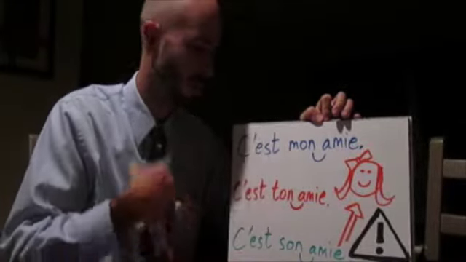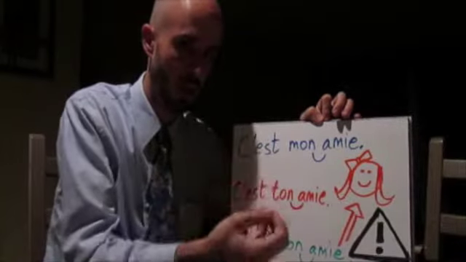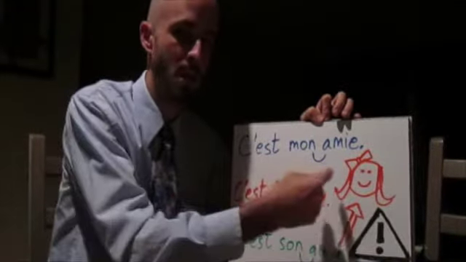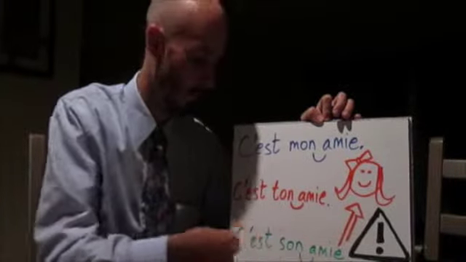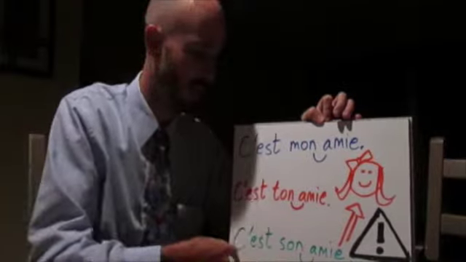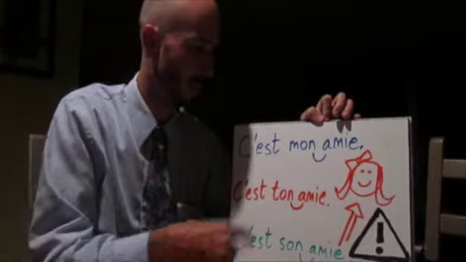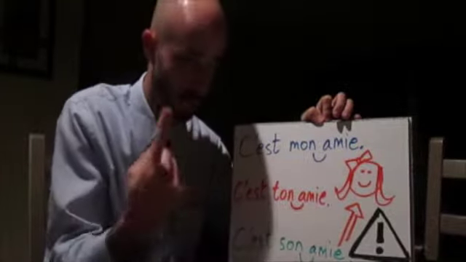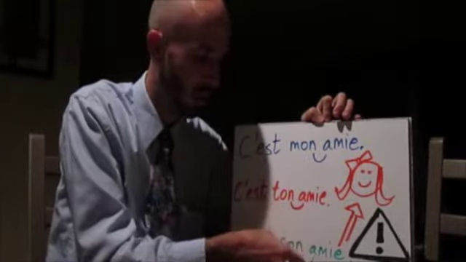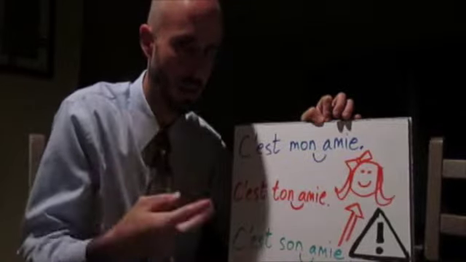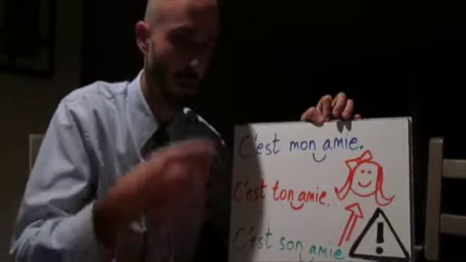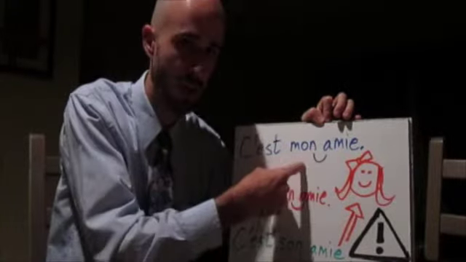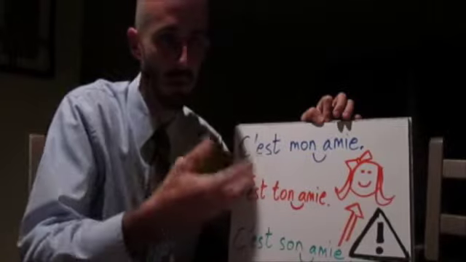So for example, this is my female friend. C'est mon amie. This is your female friend. C'est ton amie. This is his or her female friend. C'est son amie. So again, if the singular noun starts with a vowel, you can't use ma, ta, or sa. But if the noun is plural, it doesn't matter, because I have an S at the end of the possessive adjective to act in liaison.